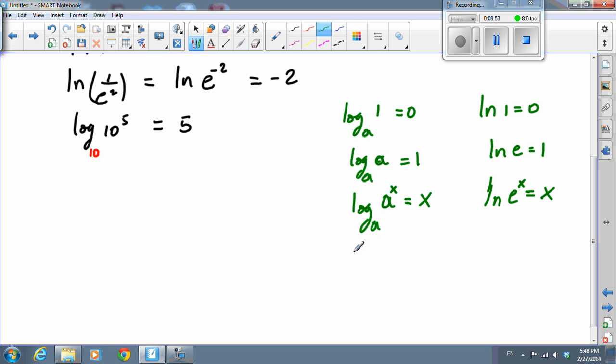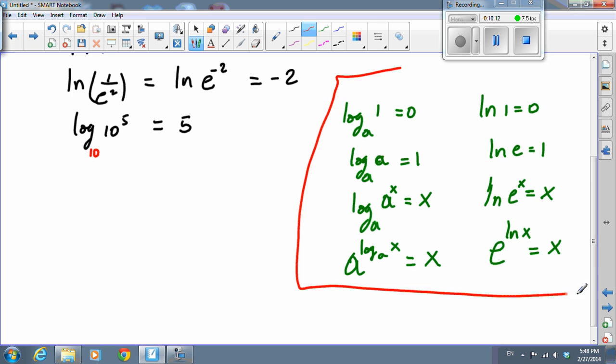One last one. If I say a to the power of log base a of x, this is nothing other than x. And it works also when you say e to the power of natural log of x will just be equal to x. This is a huge summary. If I were you, I should know this. Very important.